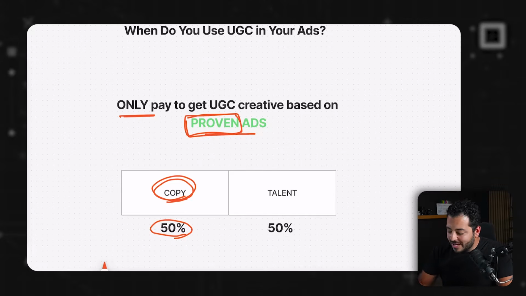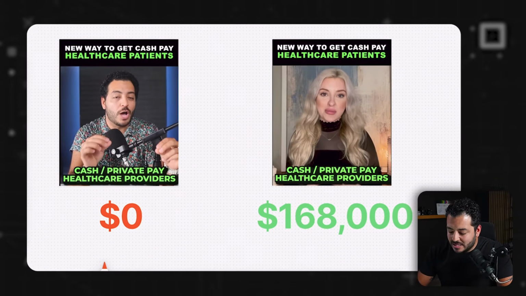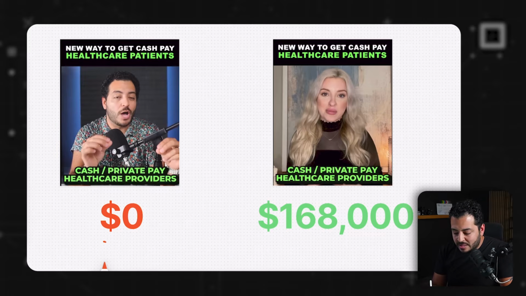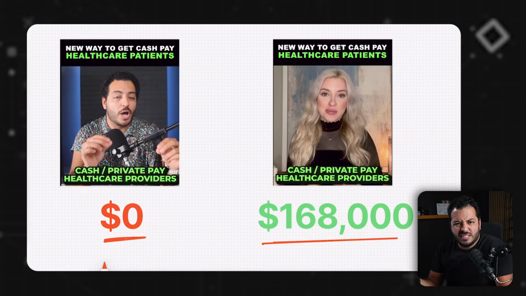Now, I know what you're thinking. Calling out lots of elephants in today's room: Aaron, you said the ad made $0, but then the other one made $168,000. Why is that a proven ad? That doesn't make any sense. Well, it's because you need to understand where you need to make your decisions from.